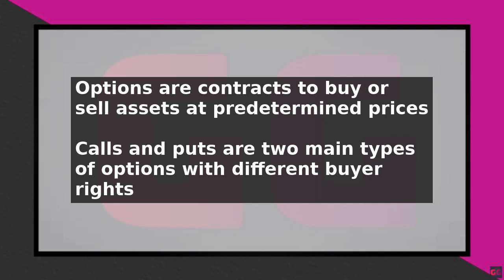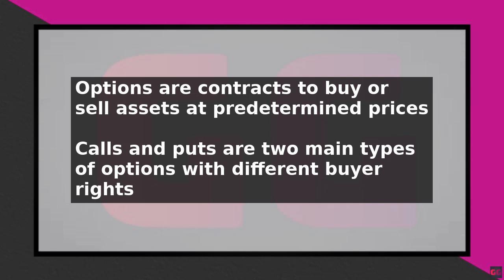First, let's start with the basics. Options are contracts that give the buyer the right, but not the obligation, to buy or sell an underlying asset at a predetermined price, known as the strike price. There are two main types of options: calls and puts. Calls give the buyer the right to buy the underlying asset, while puts give the buyer the right to sell the underlying asset.